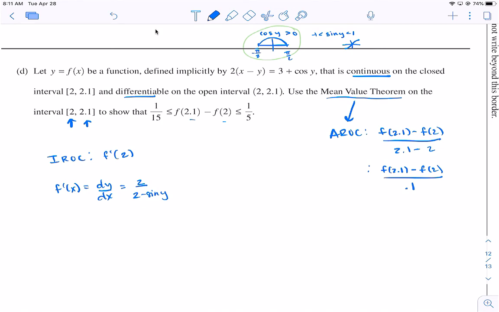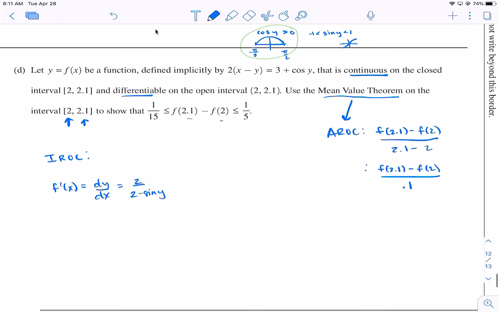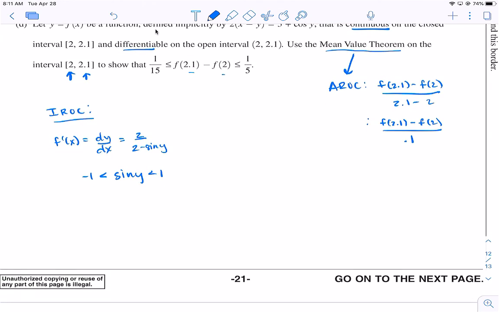I'm not even going to worry about x because I don't have an x value to plug in. I'm just going to think about what the instantaneous rate of change could be between. So I know that the instantaneous rate of change is this, and all I know is that sine of y is always in between -1 and +1. So that's how I think I'm going to get these two intervals. When sine of y equals -1, let's see what the derivative would be. So f prime of x would be 2 over 2 minus -1. So it would be 2 over 3.